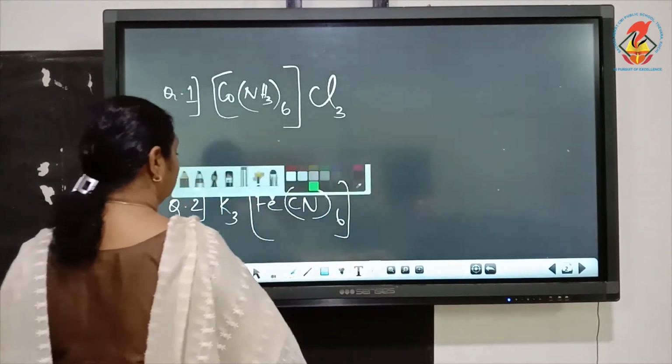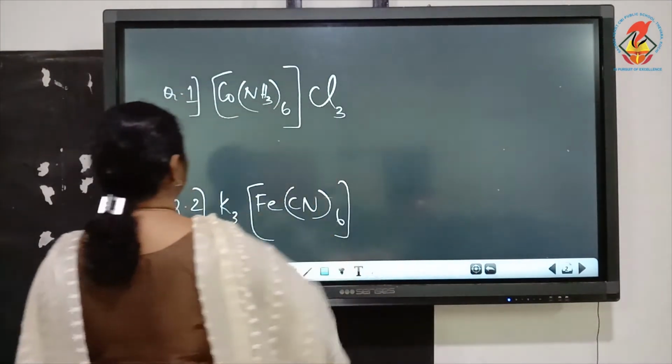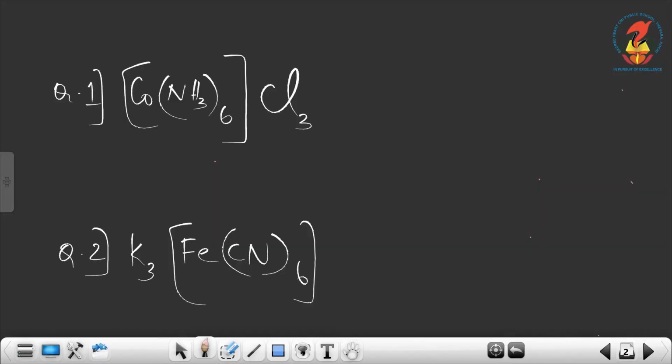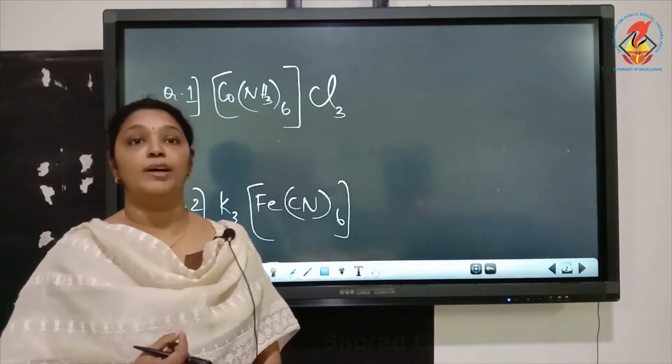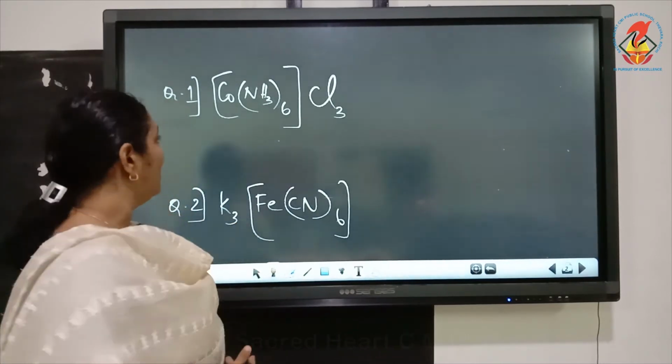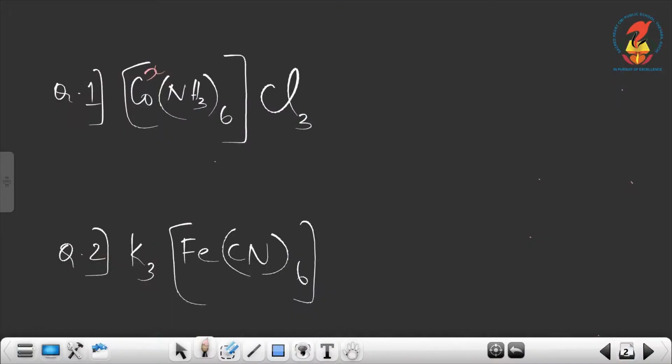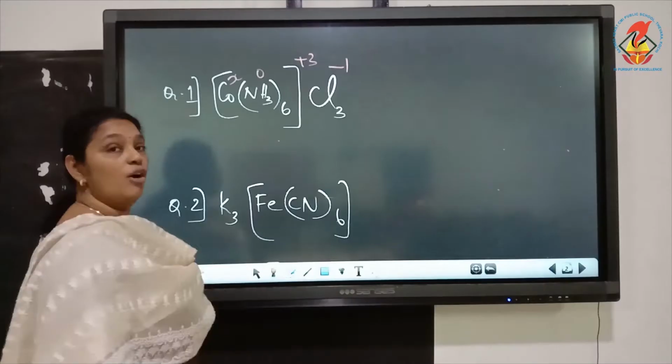Now look at the first example: [Co(NH3)6]Cl3. To write the IUPAC nomenclature, the first step is to find the oxidation number of the central metal atom. So let's calculate the oxidation number of the central atom cobalt, which we don't know, written as X. Ammonia is the ligand whose charge is equal to 0. We have the counter ion chloride, and its charge is -1. So -1 into 3 is -3. So what will be the charge of the complex part? It will be +3.